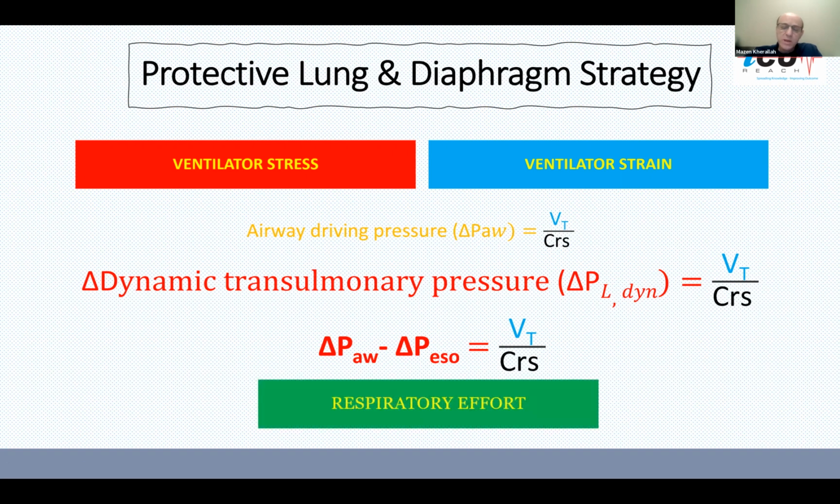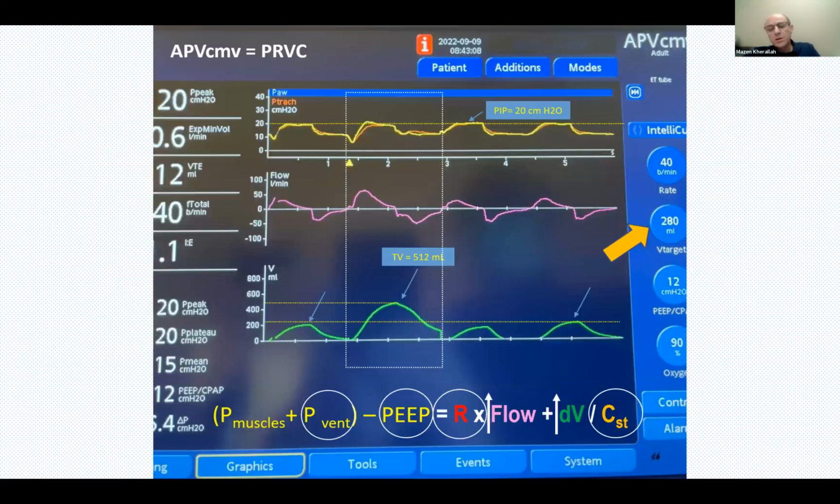If we put it this way, that means that we're putting in another factor, which is respiratory effort. When we put in the esophageal pressure changes, that means we're looking at the inspiratory efforts of the patient. And this is actually the bulk of what we're going to be talking about today. So let's take this example.